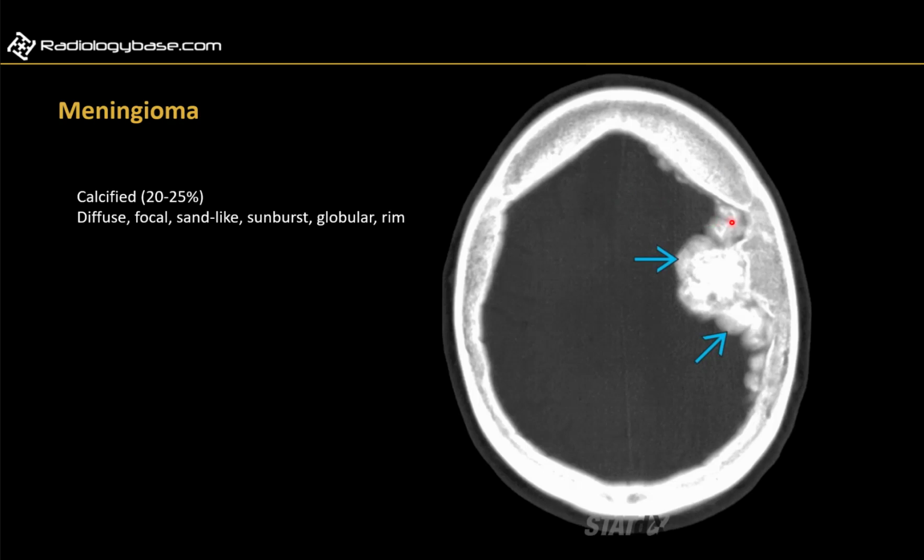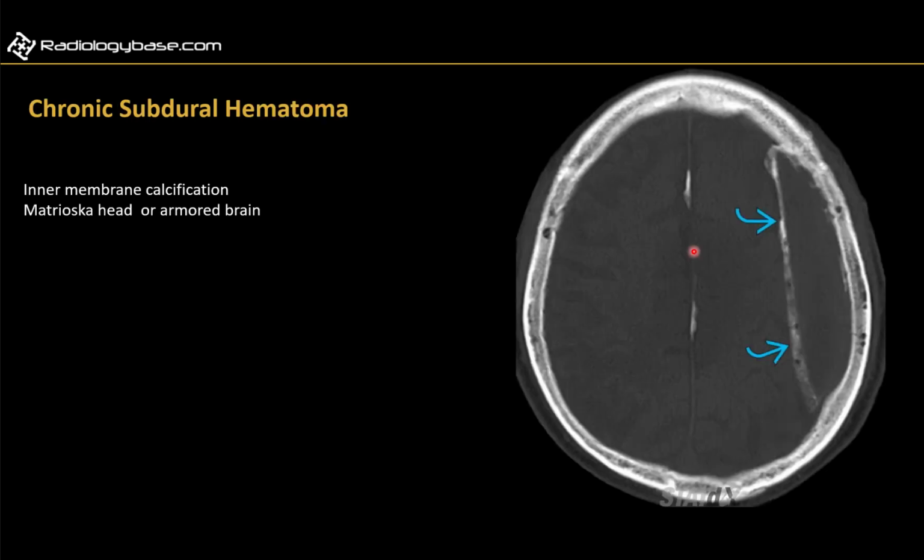Another cause is going to be meningioma, which is also going to show as dense calcification along the falx, and you can see this is in the periphery. Meningiomas are calcified in almost 20 to 25% of cases, so you can see the calcification, as well as hyperostosis of the adjacent bone.